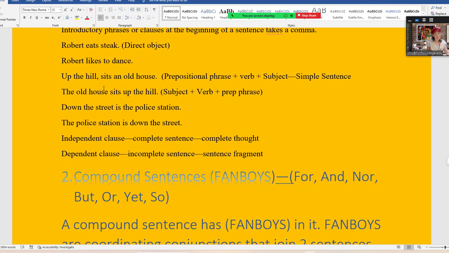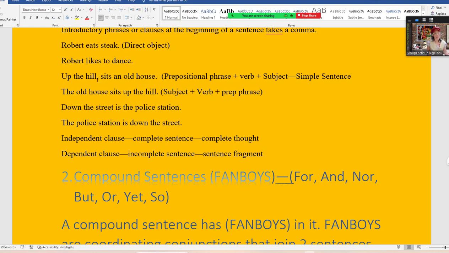Up the hill sits an old house. Up the hill is a prepositional phrase, and therefore you have to put in the comma. Sits is the verb, and old house is the subject. So this is one of the rare times where the subject comes after the verb. Okay, so that's also on your test. And it has the same exact meaning as the old house sits up the hill.